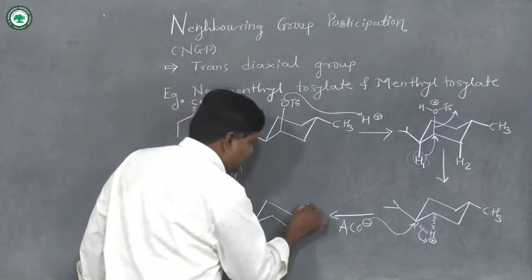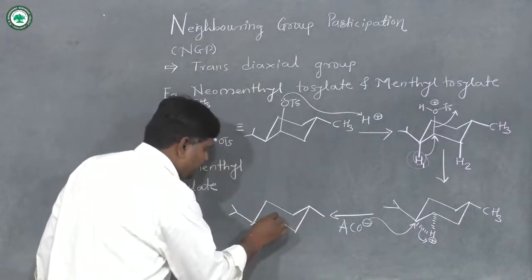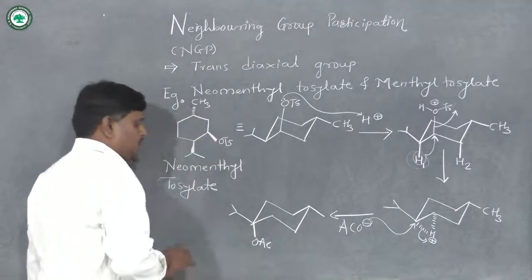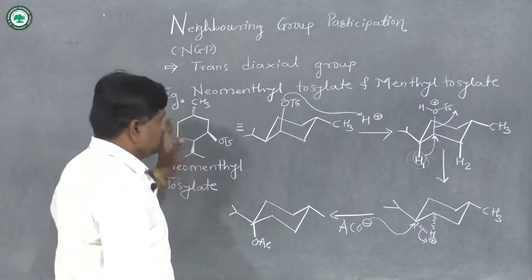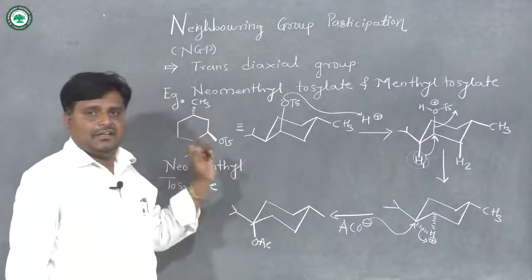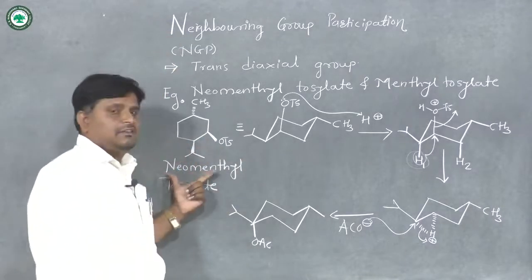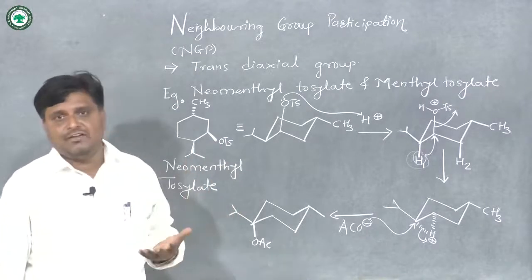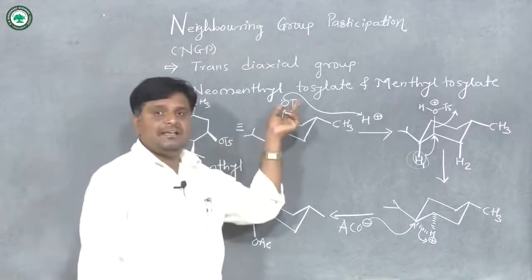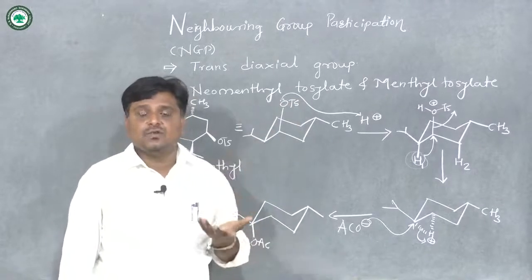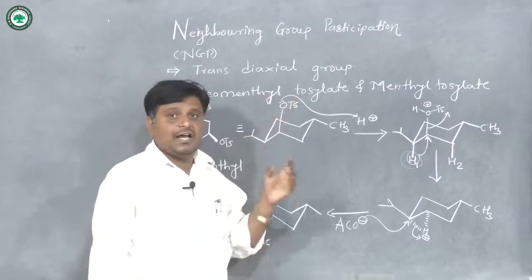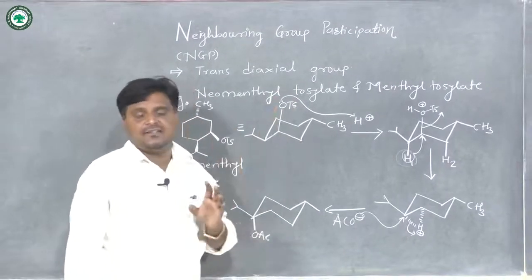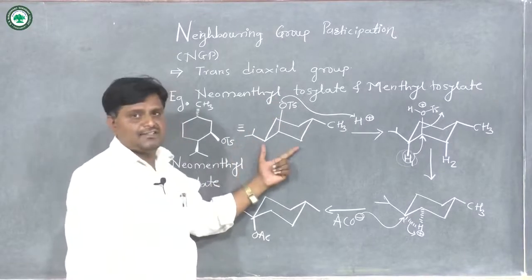Okay, this is methyl, and here we write OAc, this is your final product in this case. So we can see in this reaction, neomethyl tosylate has one of the bulkier substituents, which is tosyl, a good leaving group, and that leaving group is present at the axial position. This axial position and bulkier group, we can say, is a highly unstable condition for this type of ring.